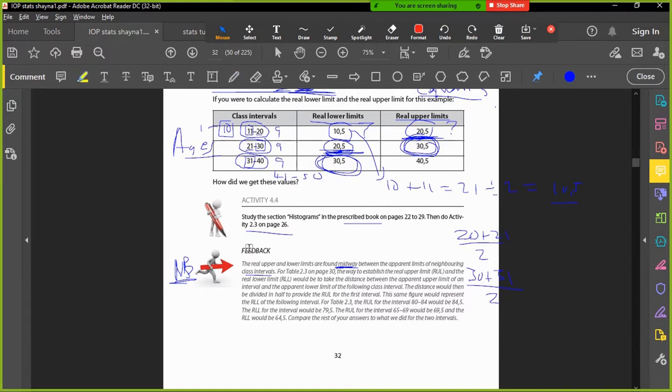So this is something to highlight. The real upper and lower limits are found midway between the apparent limits of neighboring class intervals. That's what you need. That will be in the textbook somewhere, and it's in the study guide as well, so we've got it at least. Okay, perfect, thank you. I couldn't see it in the textbook, but I'll go over it. But we've got it. Does it make sense? Yes, thank you.